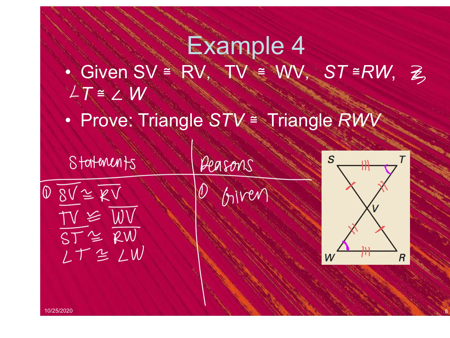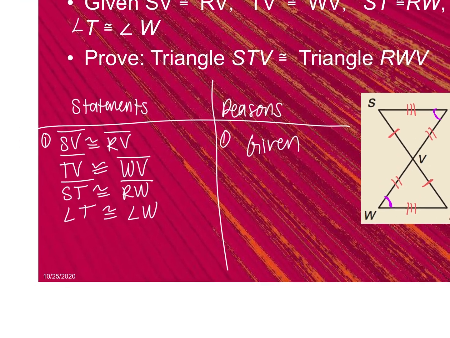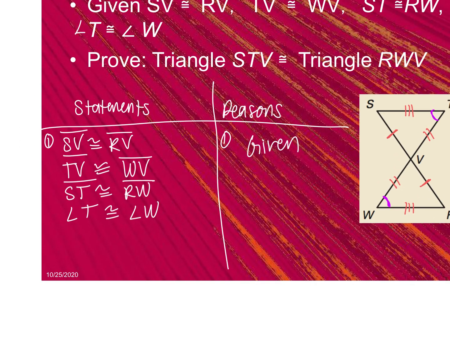S is congruent to R. Can I just assume that angle S is congruent to R? I cannot. But what do we know about vertical angles? V is congruent to V, and how do I know that? They're vertical angles, but I can't state it as V is congruent to V. For this one, you have to state it using 3 letters. So how would I state it for the angle? Angle SVT is congruent to WVR.